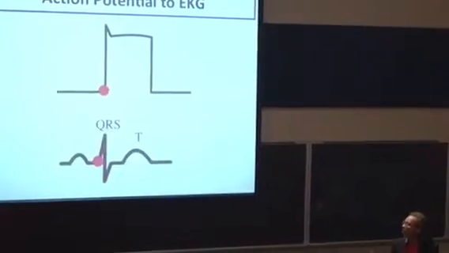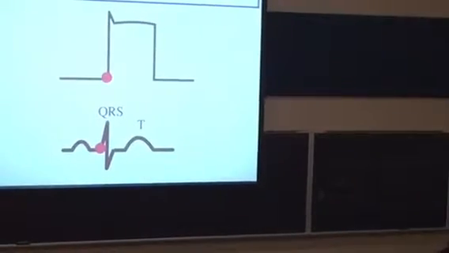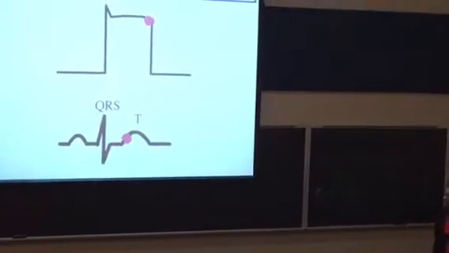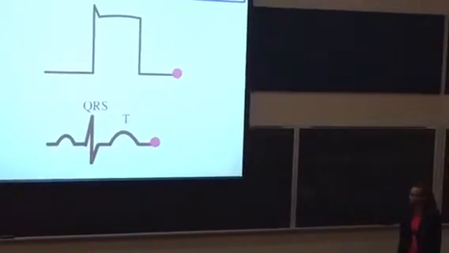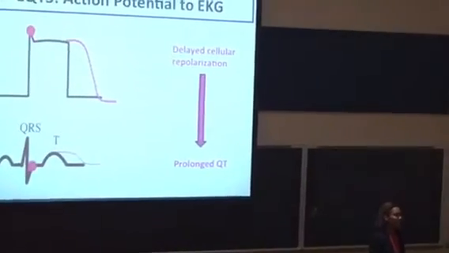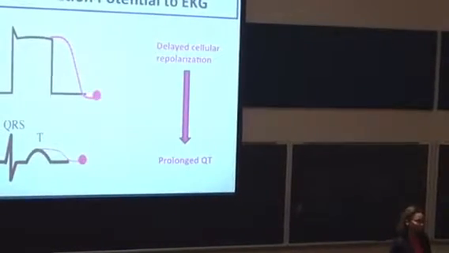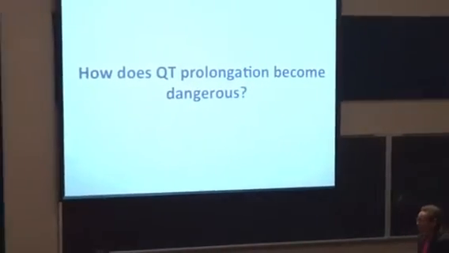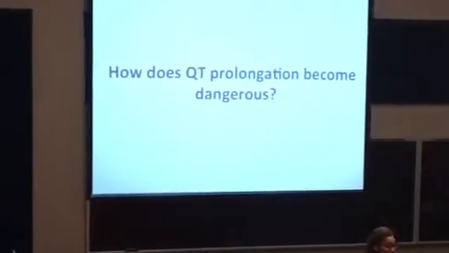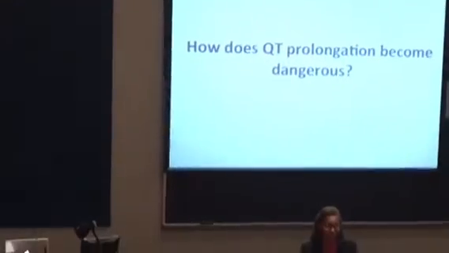And remember, we can overlay our ventricular action potential with our EKG, such that when we get depolarization, we get our QRS complex. Repolarization, our T wave. So in our long QT patients then, normal depolarization, normal QRS, delayed cellular repolarization, and a prolonged QT interval. Okay. But our patients with long QT syndrome don't go around having cardiac events all the time, right? Something specific happens that turns a potentially lethal situation into a lethal one.